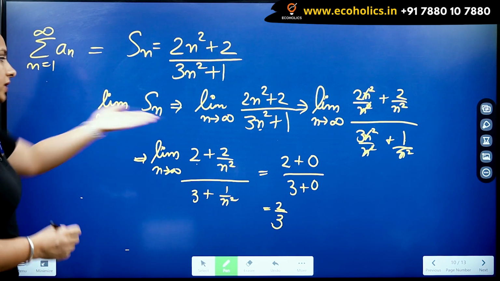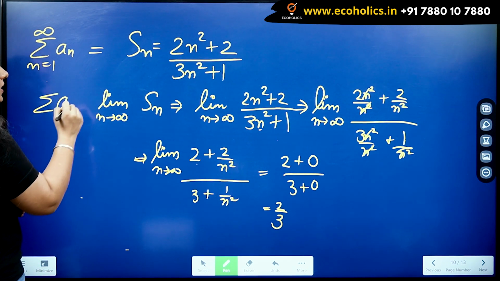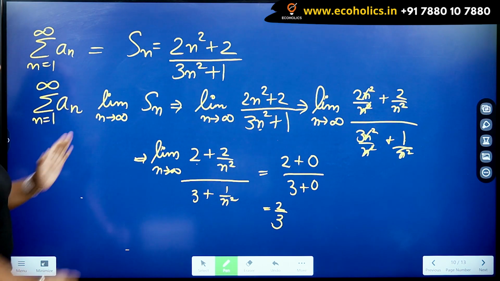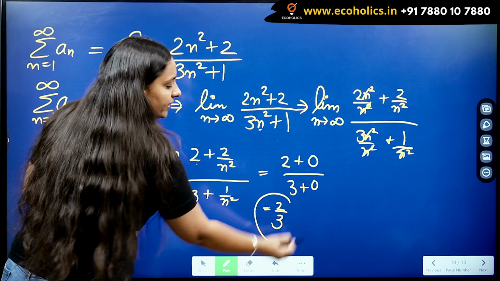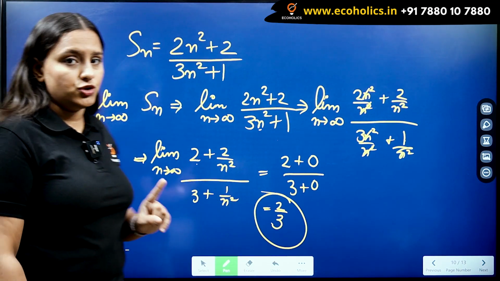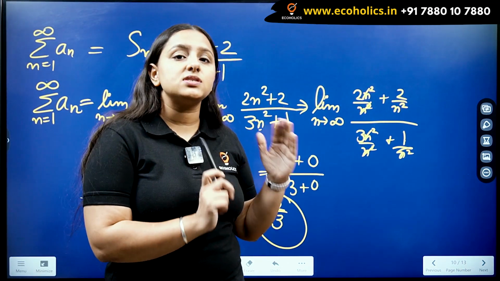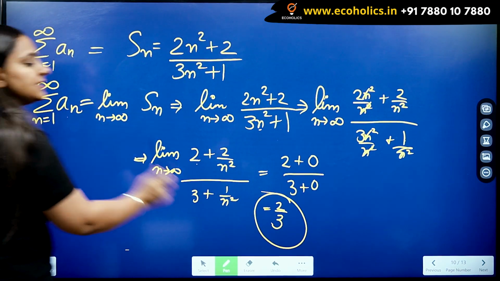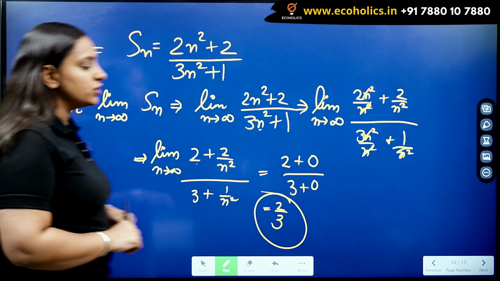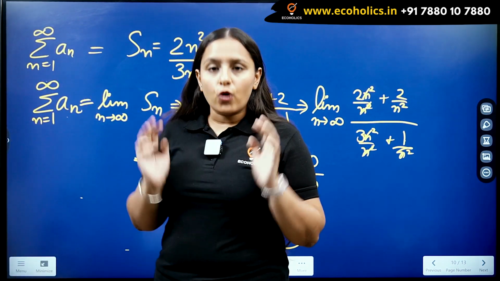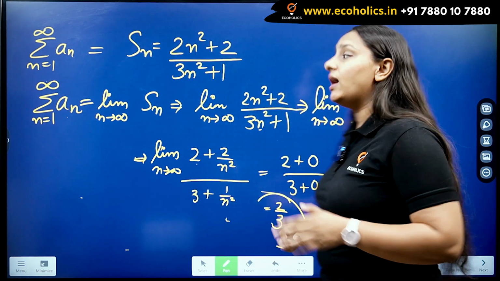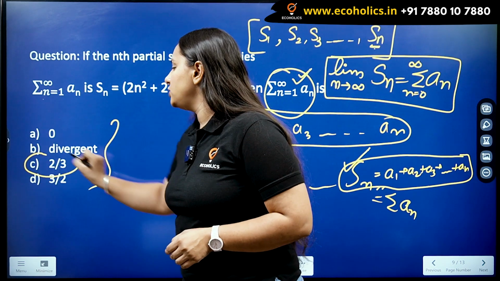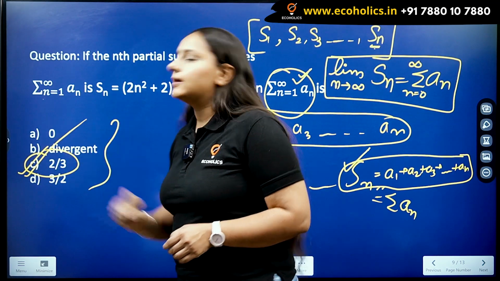So when I took this limit, which is equal to the series summation an, where n starts from 1 and goes till infinity, the value I have got for that is 2 by 3. So it means the series is converging. Whenever the sum goes to a finite number, it is known as a converging series. So the series is converging to 2 by 3. Out of all the options, first of all, we have to look whether we have an option related to this or not. So here it is option C, 2 by 3, which is my correct answer.